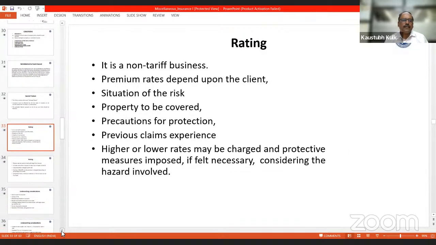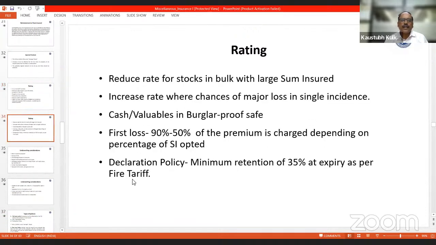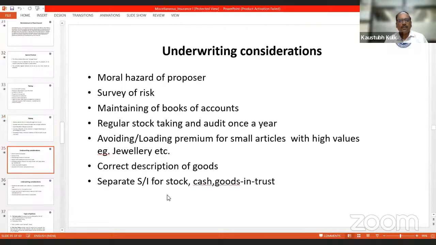These are the rating patterns in case of burglary policy. Reduced rate for stocks in bulk with large sum insured. Increased rate where chances of major loss is very remote in single insurance. Cash valuables in burglary proof safe. Now the first loss basis, 90%, 50% or declaration policy. What are these policies under burglary policy will come, and we'll discuss in our next slides.